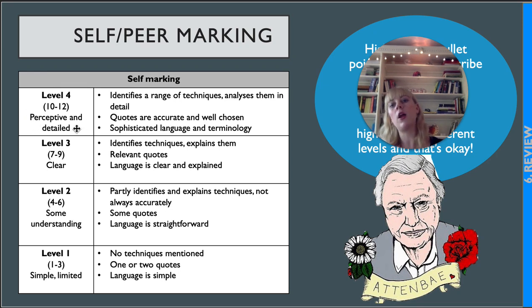Well, if you followed the structure that I gave you for the last slide and you found quotes as evidence and you've named techniques and you've explained the effect, you are probably in this band here. As long as you're doing it in detail and you're really explaining why he's got the view he's got and how we can see that through his use of language and why that's persuasive, you will be up here. Okay, and that's perceptive and detailed.